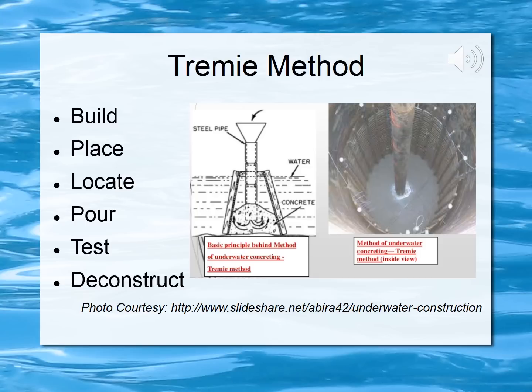Then you will locate your Tremie pipe within that formwork. After that, you will pour the concrete through your Tremie pipe and your Tremie system. You will test to make sure that the formwork is adequately filled, and then you will wait for it to cure. You'll deconstruct your Tremie pipe in the process, and you will end up with a finished full mold of underwater poured concrete with the desired size, requirements, and strength capabilities required for your project.